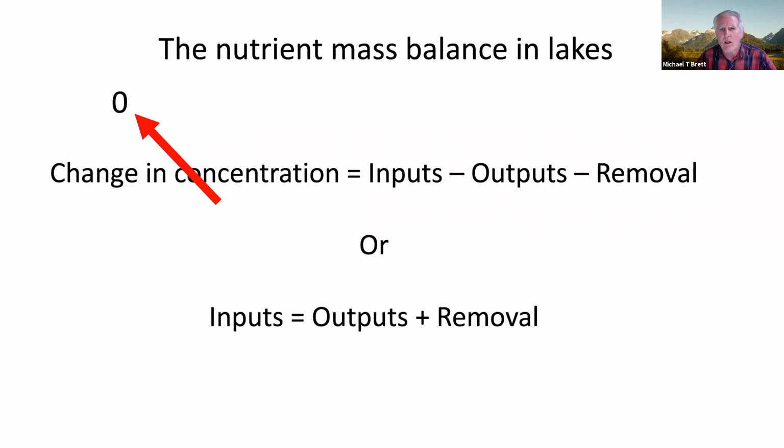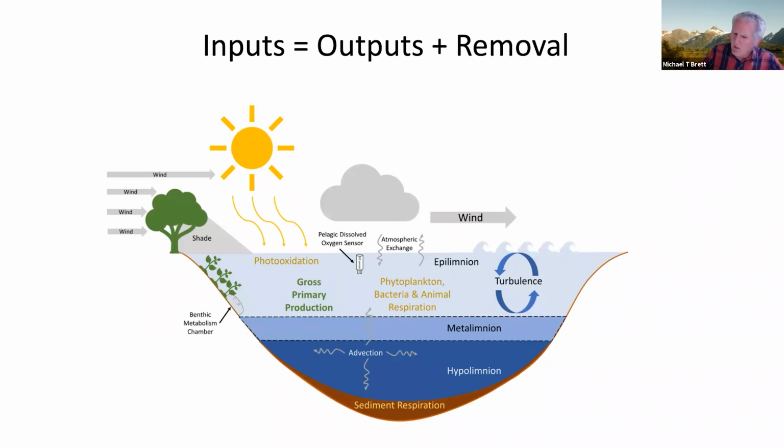One of the classic assumptions made for these sorts of calculations is to assume steady state conditions, which just means that you assume that the system is more or less constant through time. This happens if you were to, for example, average several years of data. In that case, this equation can be simplified to: the inputs equal the outputs plus the removal.